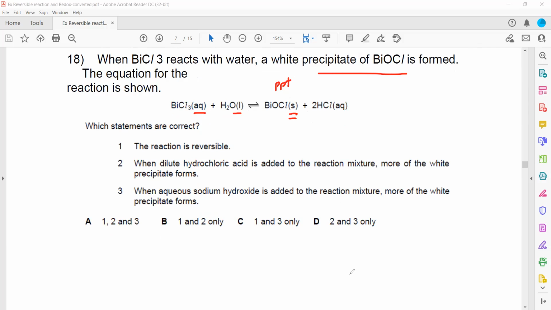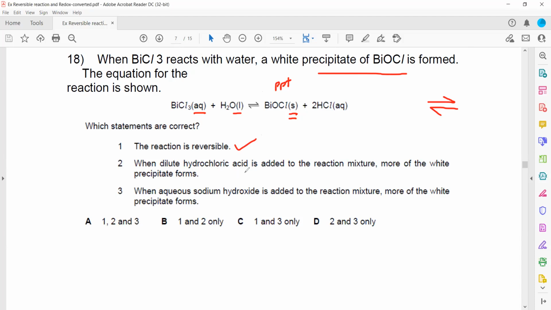In the question, which statements are correct? The reaction is reversible. That's true because as you can see the arrows, whenever reversible reactions are there, the arrows point both ways. Reactant can form a product, and product can form back the reactant. So that is right.